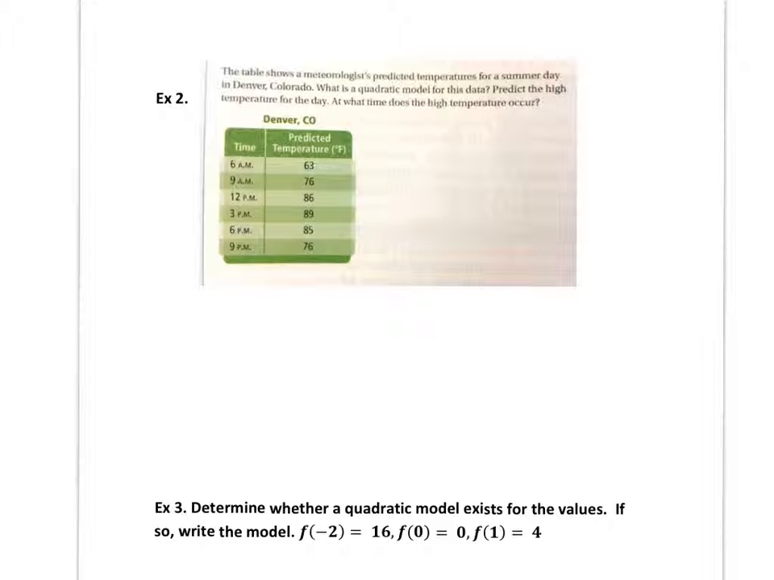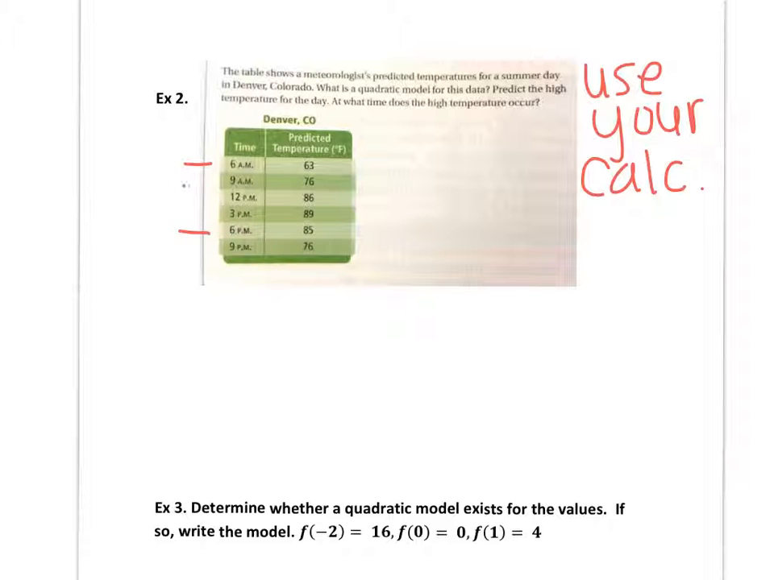So we are going to use your calculator when they give you tables like that. Use your calculator method, okay? Now, one thing to note is that we don't want to have double X values. So if you notice, it goes 6 a.m., 9 a.m., 12 p.m., 3 p.m., 6 p.m., 9 p.m. So if you notice, the sixes are repeating and also the nines are repeating. That's not good for us to do in the calculator.